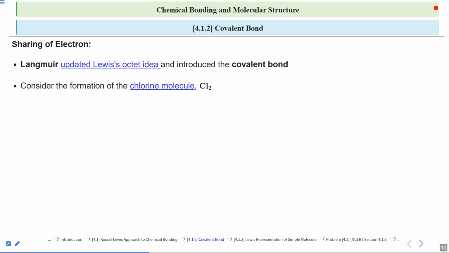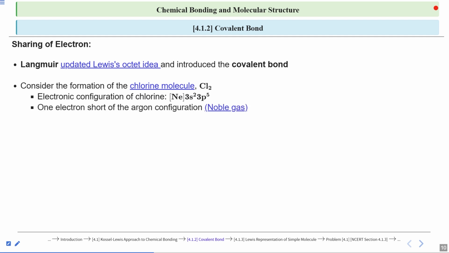Consider the formation of the chlorine molecule, which has a covalent bond. Why is it forming a covalent bond? The question comes to your mind because if you look at the electronic configuration of chlorine, it has 7 electrons in the outermost shell. But according to the octet rule, it should have 8 electrons in the outermost shell. What will it do to satisfy this octet?